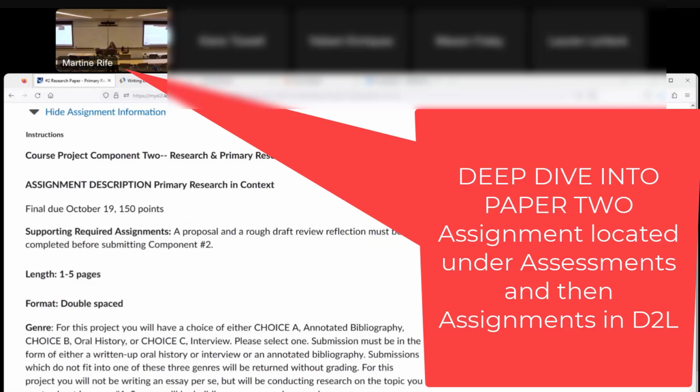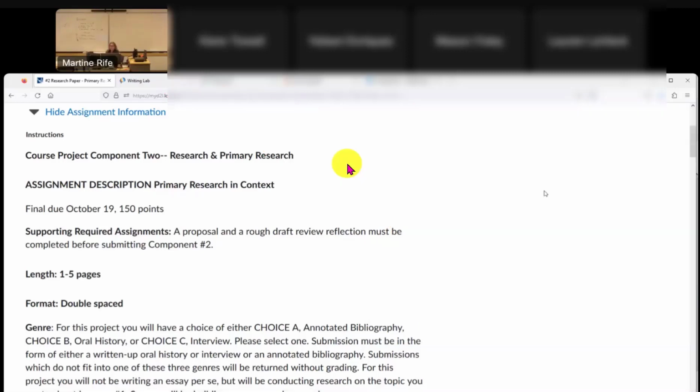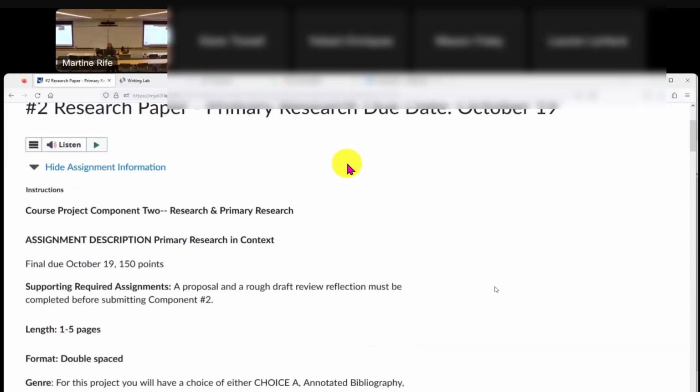Okay, so we're talking about paper number 2 now. We're just at the beginning of this, but it does come up pretty quickly that you're going to have to make a decision about what you want to do. The proposal assignment is not due until Thursday night, but it is due next week. So we're ready to jump right in with both feet on this one.